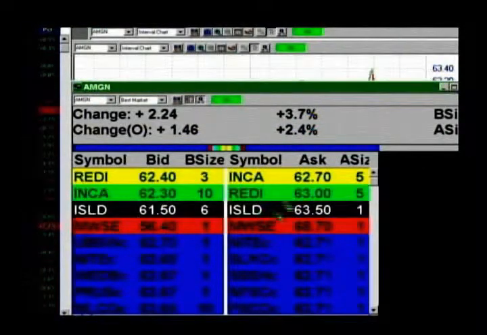So the point is, don't hit Island 3 or 4 spreads out of market. You might want to just join the bidders here or split the bid ask. Okay, let's move on.